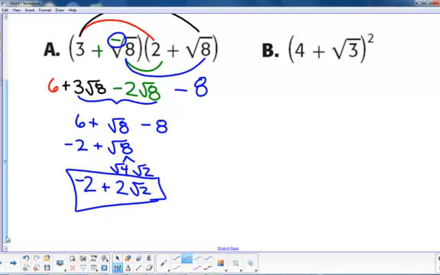In letter B, you again have to FOIL this one. Don't be alarmed and just square both terms. There's that plus in the middle. So you have to do your double distribution. So 4 times 4 is 16.